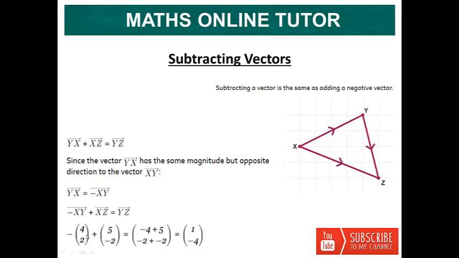What is minus xy vector? I already know from the previous example that the xy vector is 4 and 2. The minus xy then will be minus 4 and minus 2. So if I add this column vector now to xz vector, which I already found from my previous example, which is 5 and minus 2, then it will be equal to minus 4 plus 5 and minus 2 plus minus 2, which is equal to 1 and minus 4.